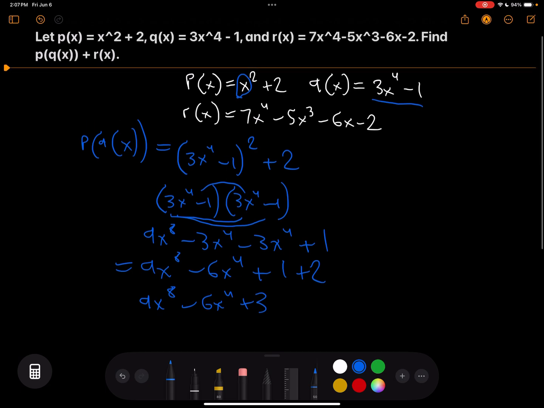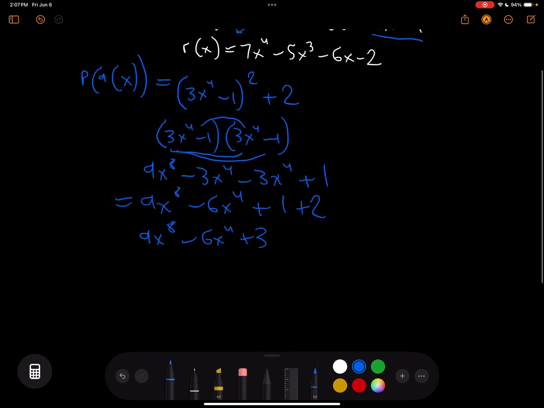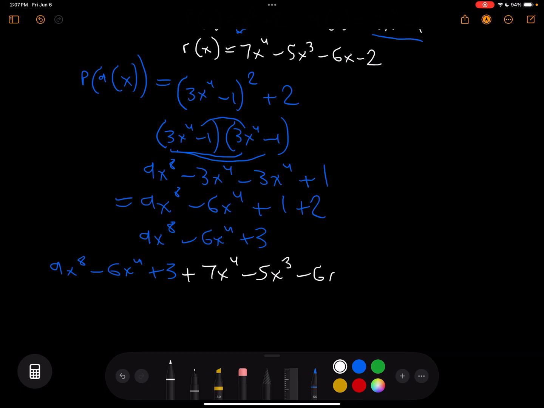Okay, so then we have to add r of x. We're taking this result here and adding the definition of r of x to that. We know r of x is 7x to the fourth minus 5x to the third minus 6x minus 2. So all we have to do is a simple algebra addition problem here. We're going to have our 9x to the eighth minus 6x to the fourth plus 3, and then plus the function r, 7x to the fourth, minus 5x to the third, minus 6x, minus 2.